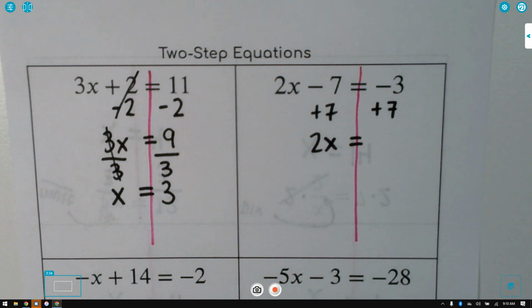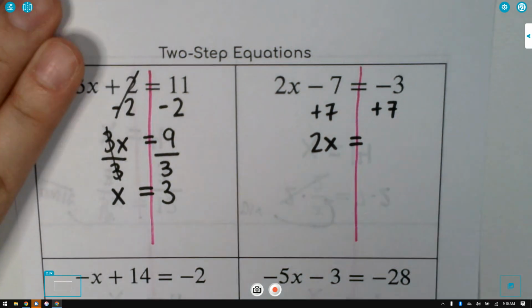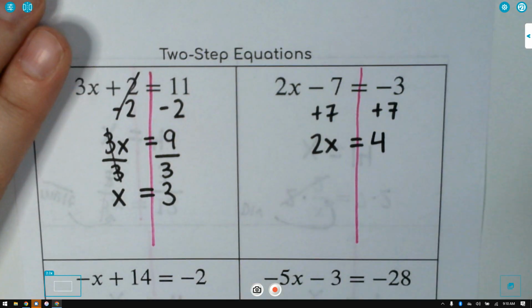negative 3 plus 7. I owe you $3. I'm feeling generous, so I pay you 7 back. How much money did you just make? $4. If you don't like thinking about it that way, negative 3 plus 7 is the same thing as 7 minus 3. So you can flip the order, but keep the signs with them. So I've got 2x equals 4.